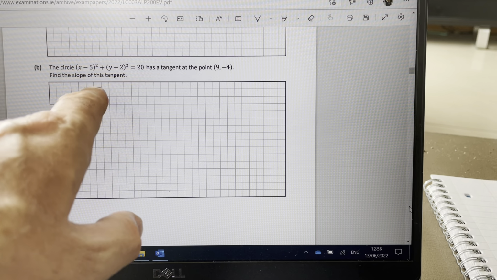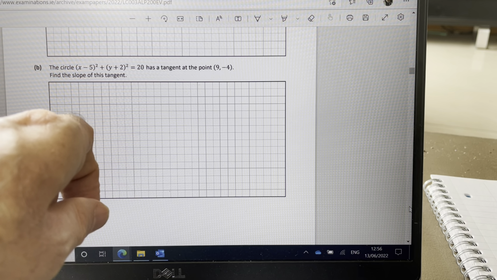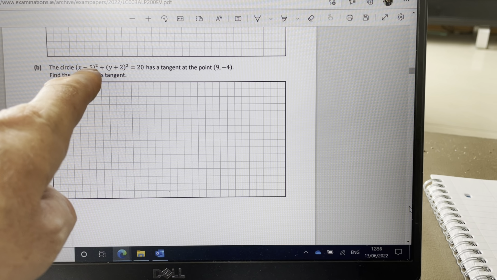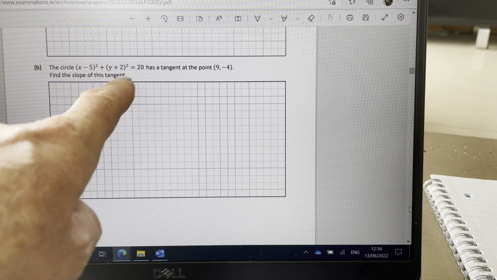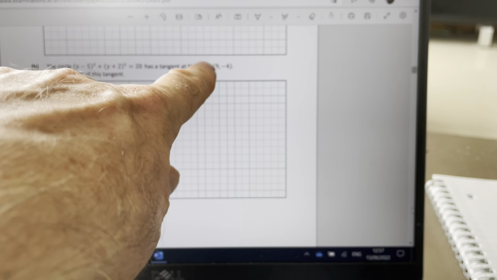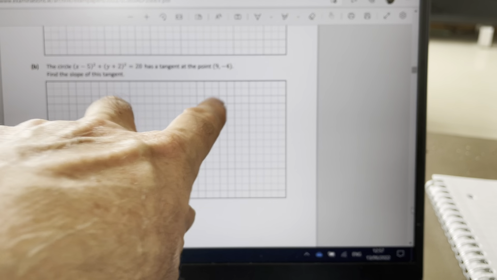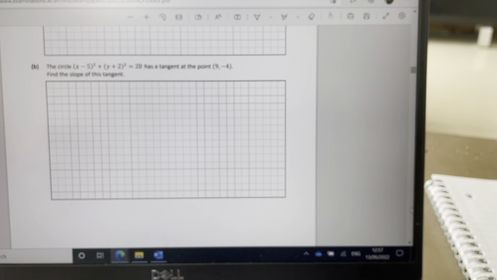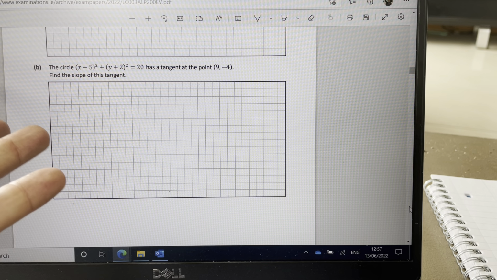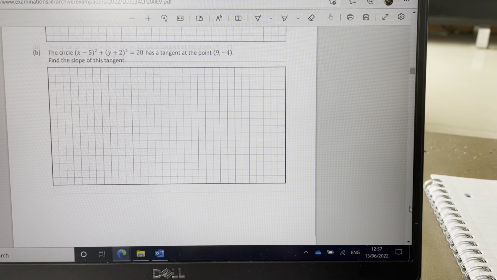Circle has a tangent at this point, find the slope of the tangent. Okay, so the center of that circle is 5, minus 2. The tangent is at the point there, so get the slope of the line between the center and that point, and then the tangent is perpendicular to that, so m1 by m2 is equal to minus 1. That should be all right.